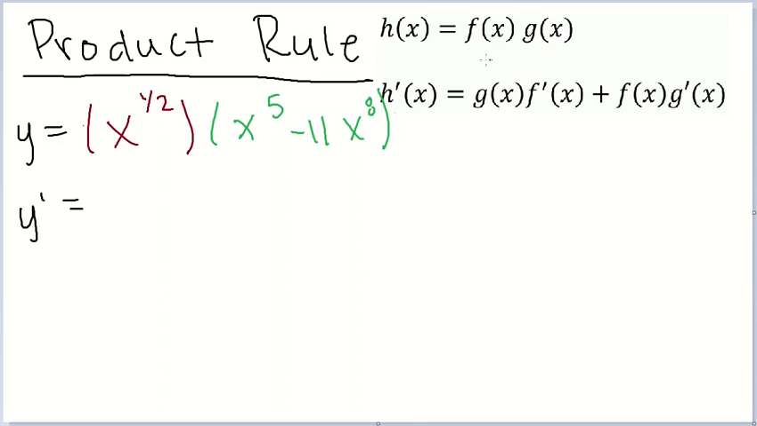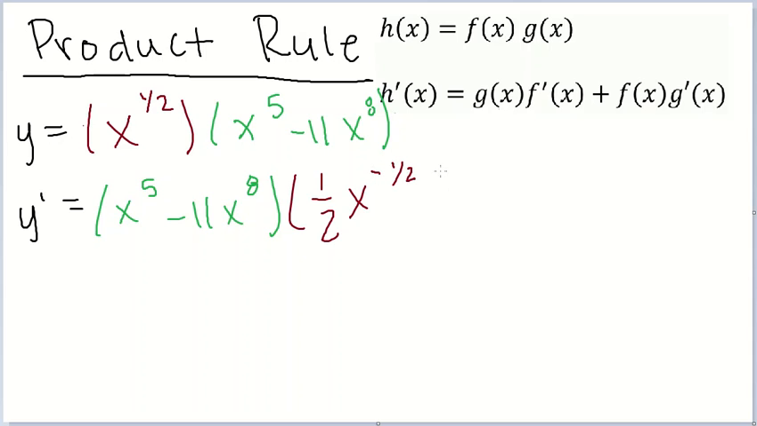So if we look at our formula over here, it says that we're going to just rewrite the second function first. Our second function is this green one, and we're just going to rewrite that and keep it the same. So that's going to be x to the 5th minus 11x to the 8th, and then we're going to multiply that by the derivative of the first function. The first function is this one in red right here, so we need to multiply by the derivative of that. If we use power rule here, we bring that 1/2 down. So we're going to have 1/2 x, and then we subtract 1 from the exponent. 1/2 minus 1 is negative 1/2. So that is the derivative of the first piece.